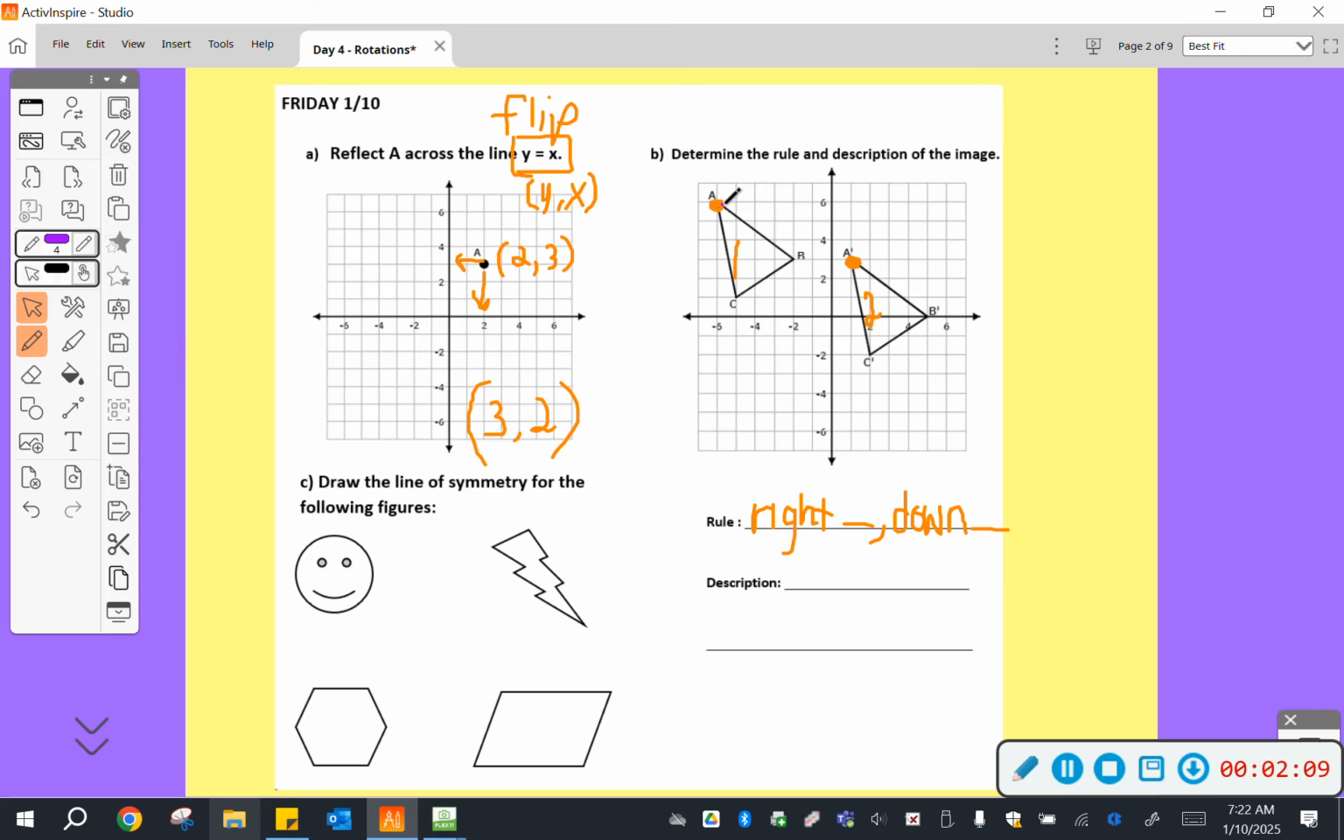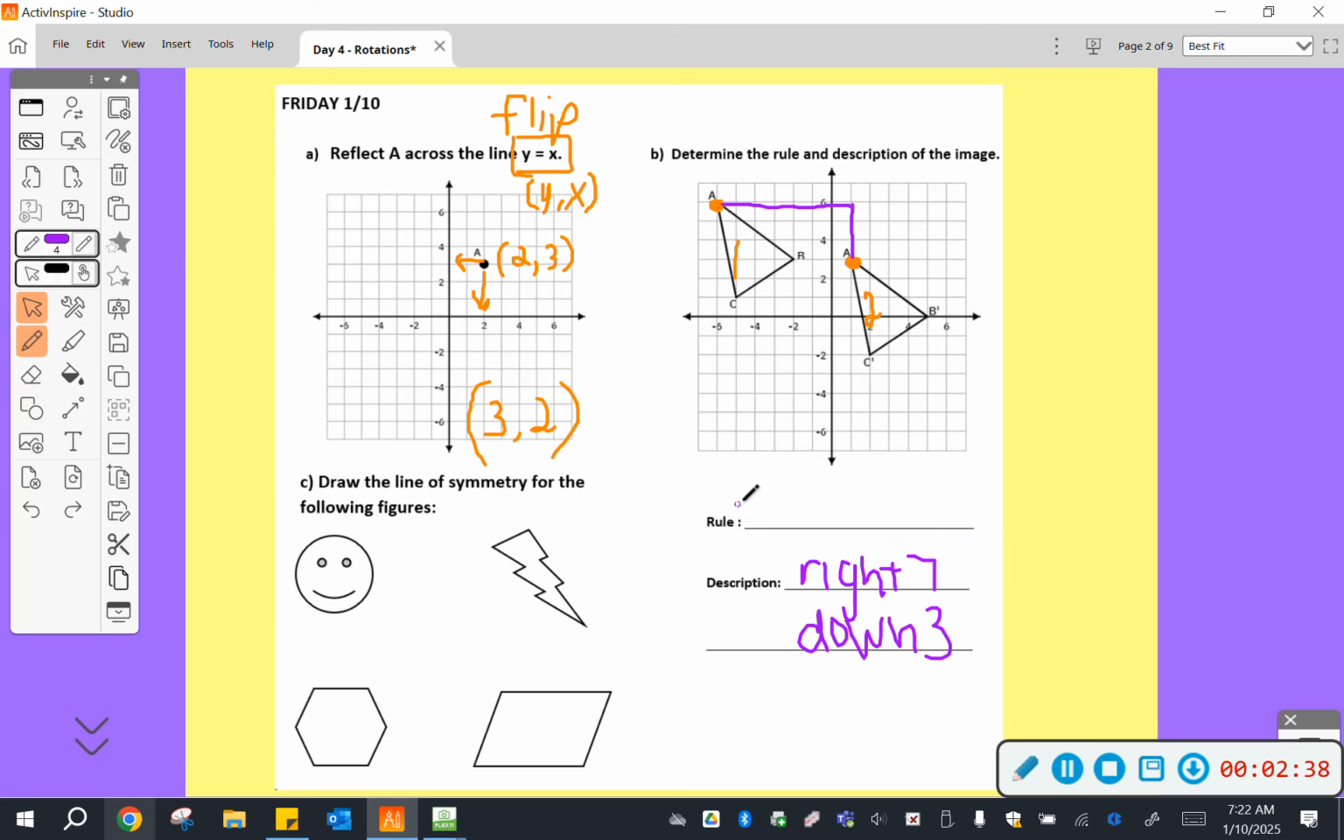All right, how is this moving right? 1, 2, 3, 4, 5, 6, 7. And it's moving down 1, 2, 3. Oh, oops, I did this backwards. My bad, y'all. Hold on. It should be, correct me next time. It should be right 7, down 3. My bad.